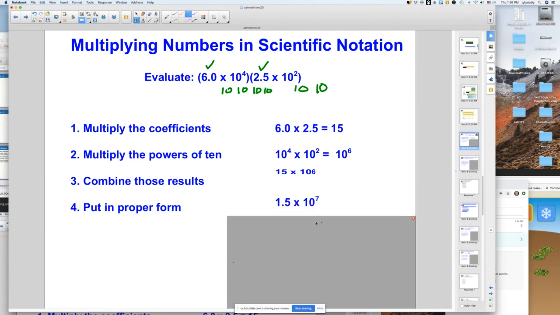And so you got 15 times 10 to the 6th. This is the right answer, but it's not in standard form of scientific notation. We need this number to be between 1 and 10. So we're going to move the decimal point one place here, making it smaller. It means we're going to make this bigger by a factor of 10, 10 to the 7th.